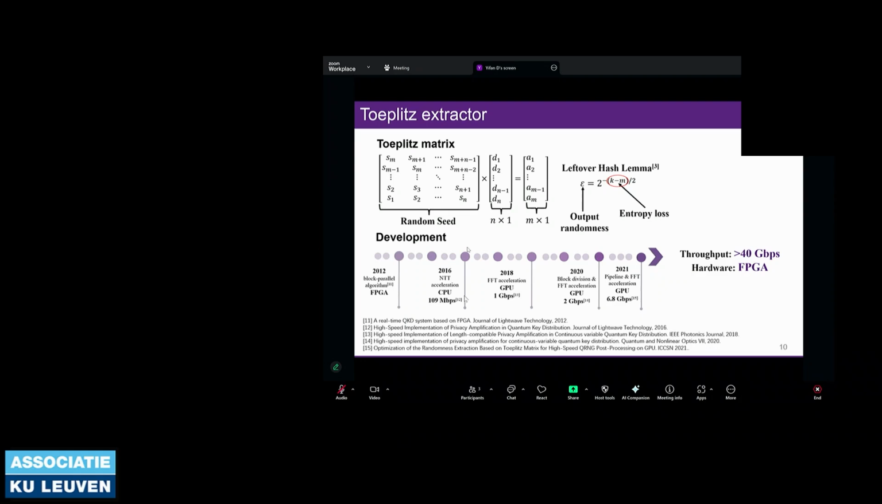As for the development of Toeplitz extractor, you can see that previous research has pushed the throughput from 100 megabits per second to nearly 7 gigabits per second on GPUs. But the goal for many applications is dozens of gigabits per second. Moreover, due to the GPU's relatively high power consumption, we need an efficient solution on FPGA.